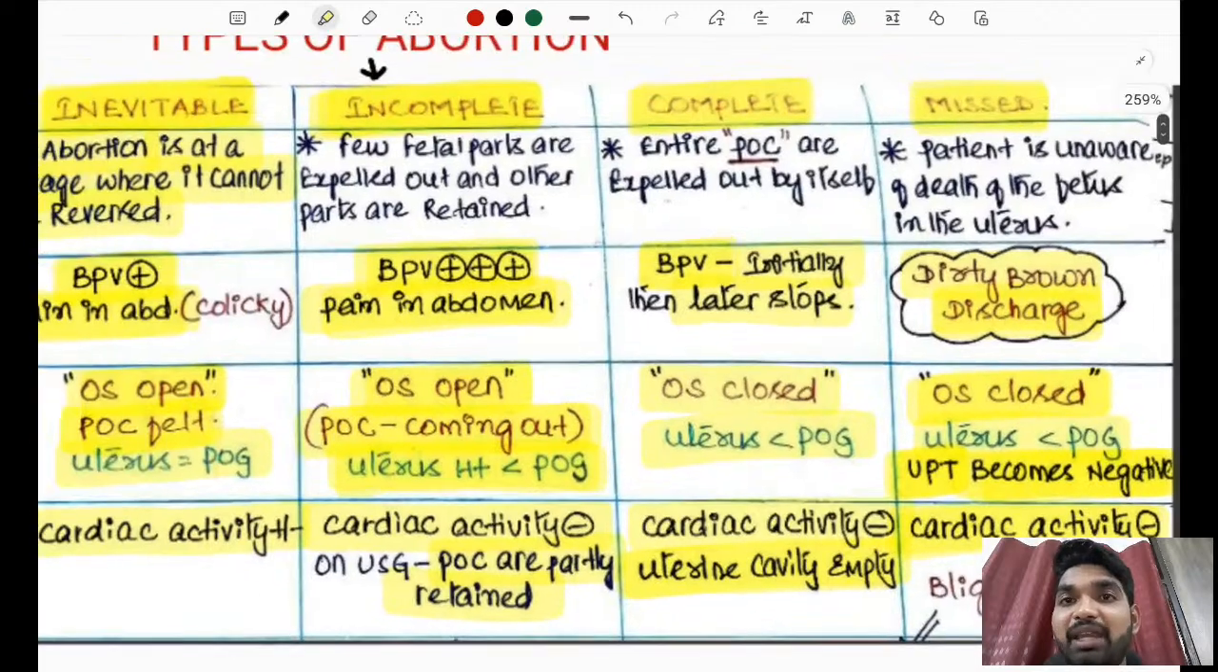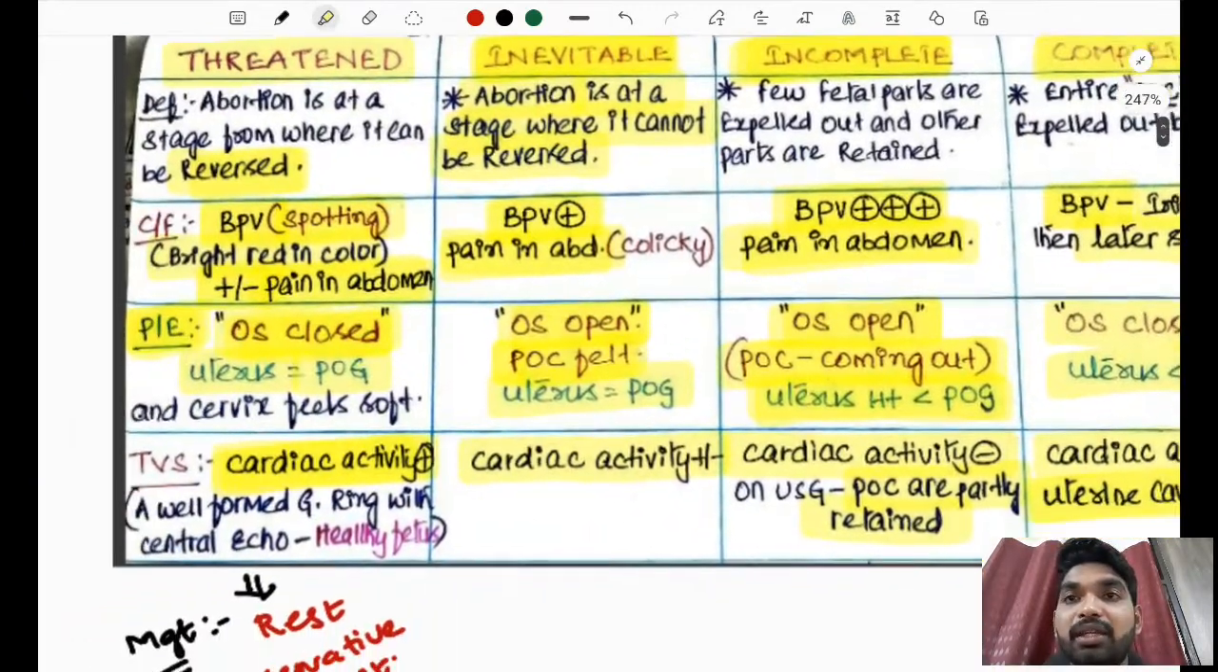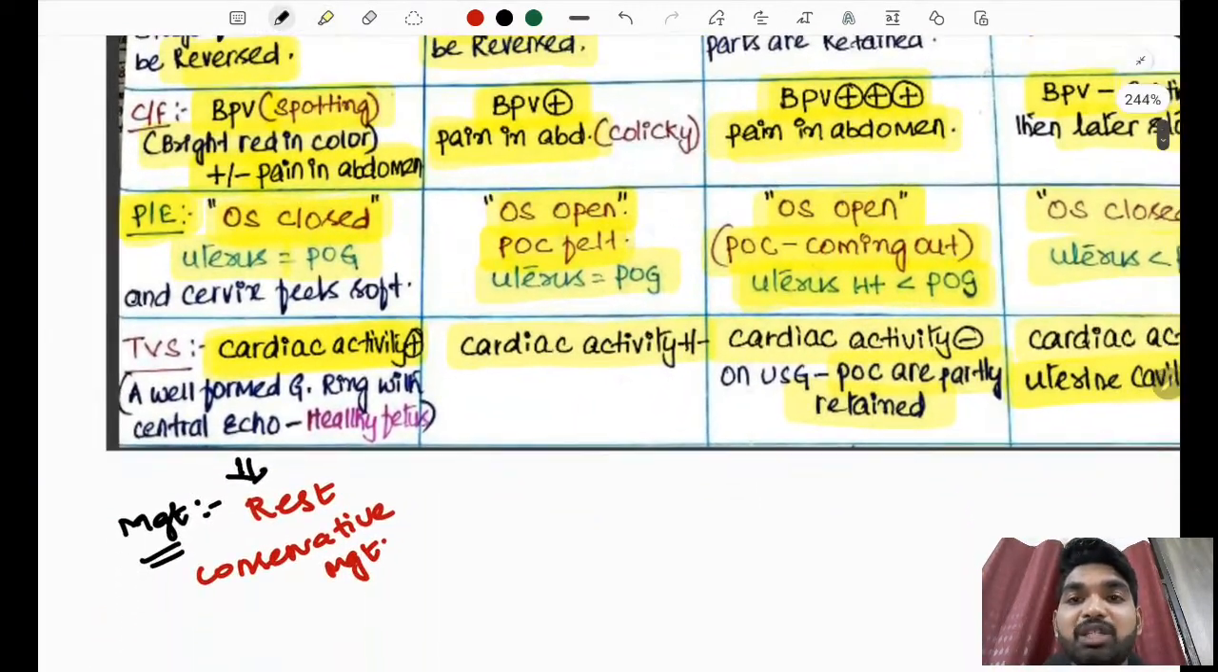Now let me tell you the management. Threatened abortion, I have already told you the management of threatened abortion. Here you are going to just ask the pregnant woman to take rest at home. You will just give conservative management, you will ask her to avoid strenuous activity, no physical activity, no sexual activity, no drugs are required here in case of threatened abortion.